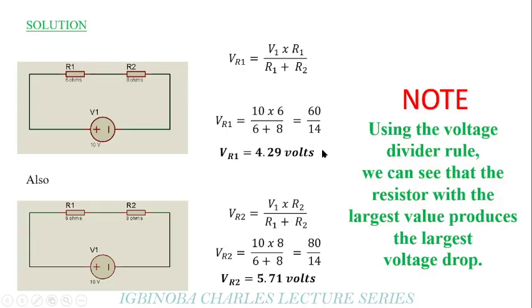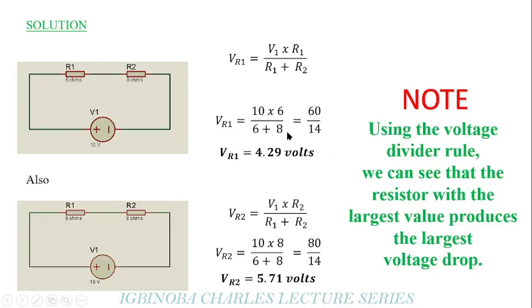So when you do that, you get the VR1 to be 4.29 volts. Also, to calculate VR2, you multiply your total voltage in the circuit times R2, then you divide by the summation of R1 plus R2. When you do that, you are going to get this. So note, when using voltage divider, we can see that the resistor with the largest value produces the largest voltage drop. So it's very easy.